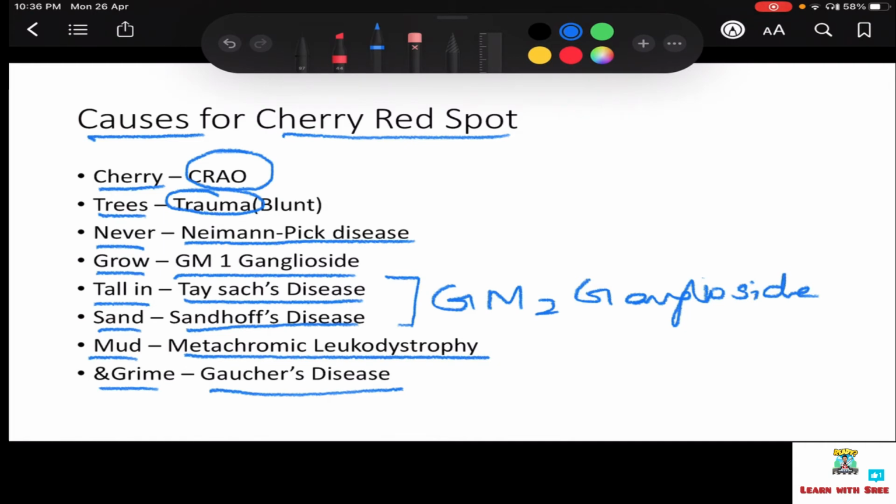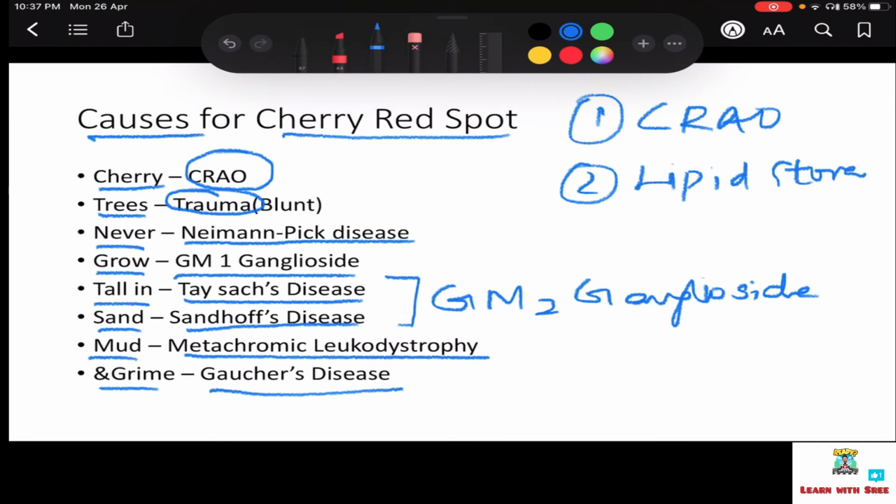These are the things that you have to keep in mind. Once again, I will repeat the causes for cherry red spot. It is very important that you know them. I have already mentioned the two main causes: central retinal artery occlusion, and the second, lipid storage disorders. Niemann-Pick's disease, GM1 gangliosidosis, Tay-Sachs disease and the others are all lipid storage diseases, and central retinal artery occlusion is the first cause. To remember all these disease names, keep in mind this mnemonic: Cherry trees never grow tall in sand, mud, and grime.